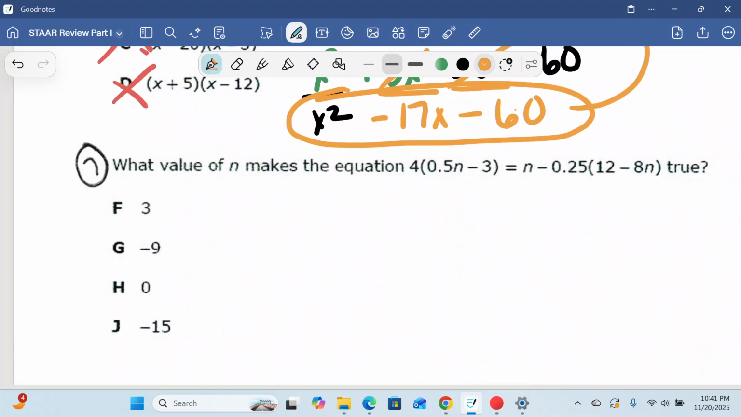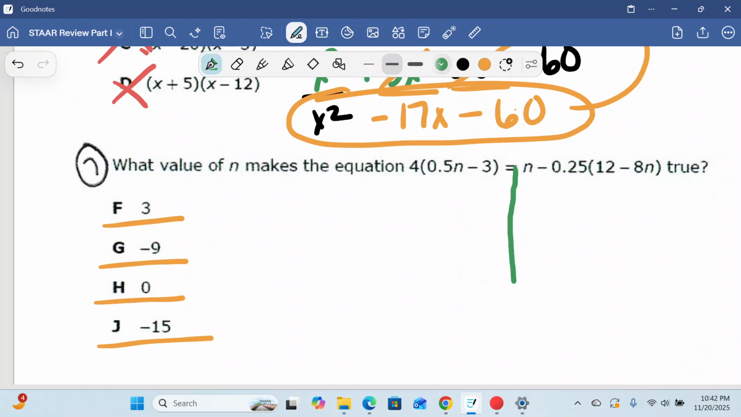What is the value that makes n true? This is going to be a simple one where they give us: is n 3, is n negative 9, is n 0, and is n negative 15. The way I do this, if you don't know how to do distributive property, or how to solve equations, all you do is draw your railroad sign right here, down the equal sign.